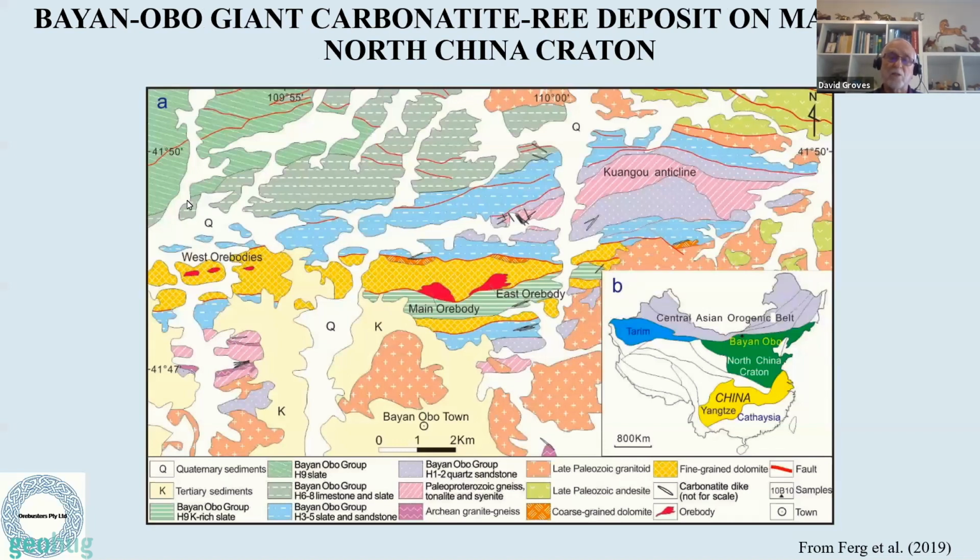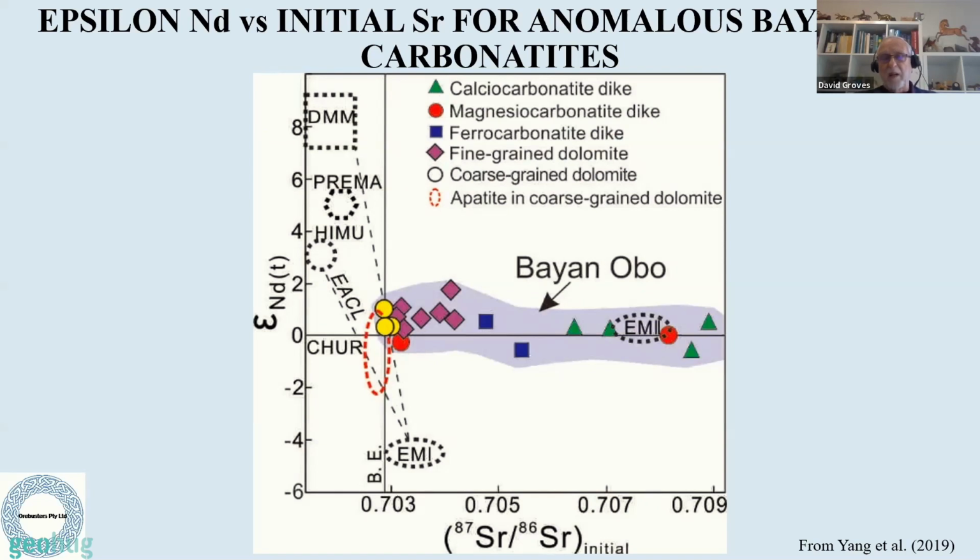See the size, you can see 2 kilometre scale. At the bottom below Bayan-Obo town, see this, the horizon that contains these ore bodies is kilometres long. Just an absolutely amazing giant deposit. And again, when we look at the data, we can see the normal mantle trend, and we can see Bayan-Obo coming across into having a more crustal influence on the deposit. So these sort of trends seem to be extremely important in these giant mineralized carbonatite related deposits.